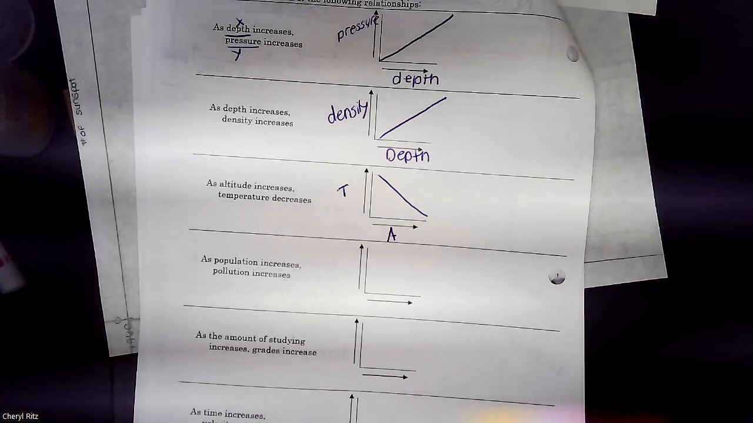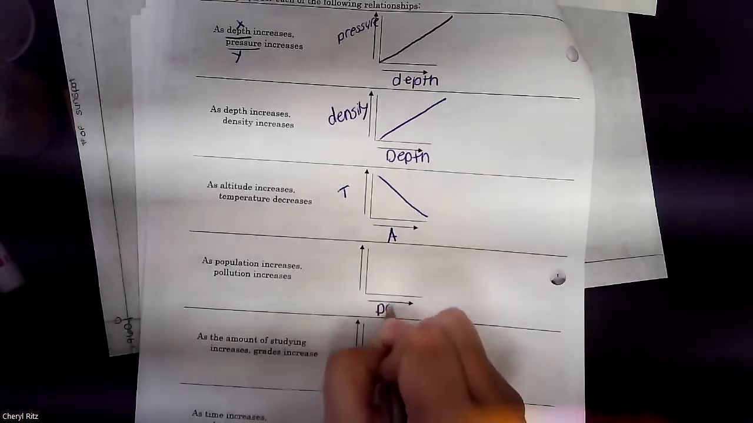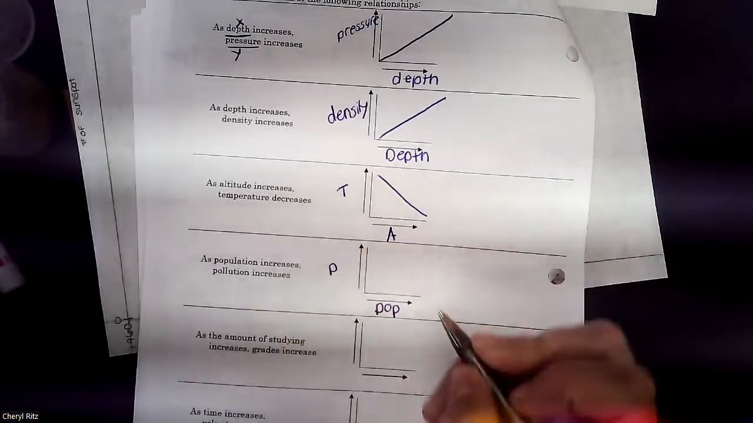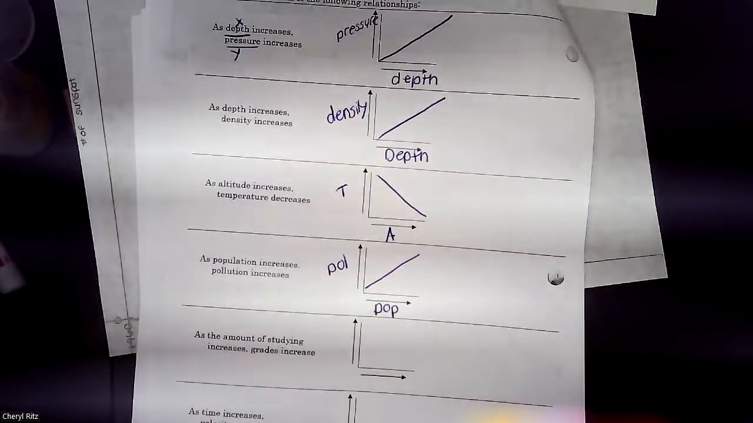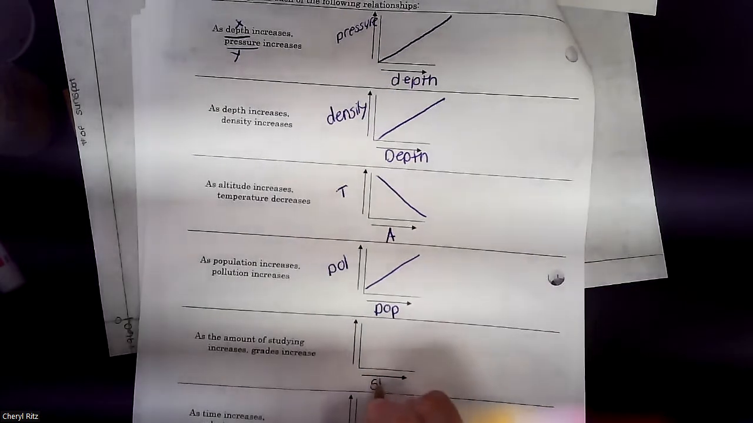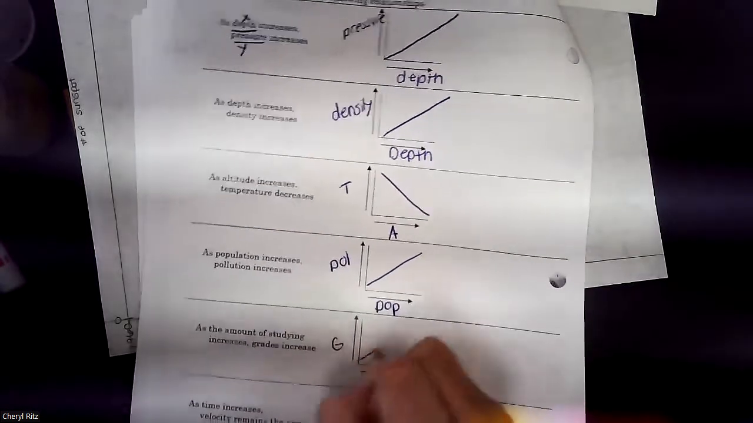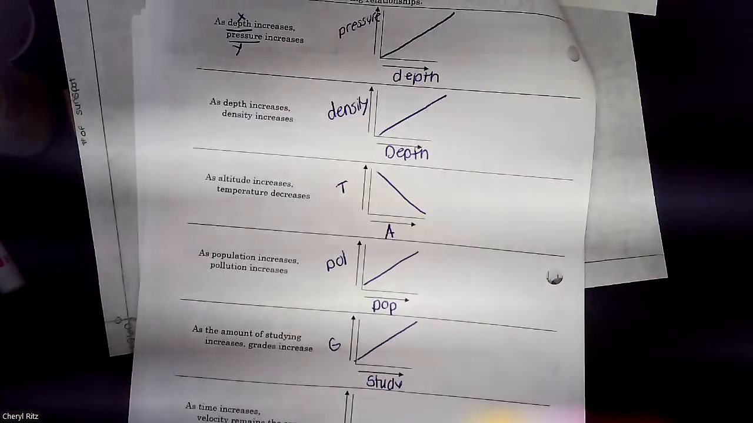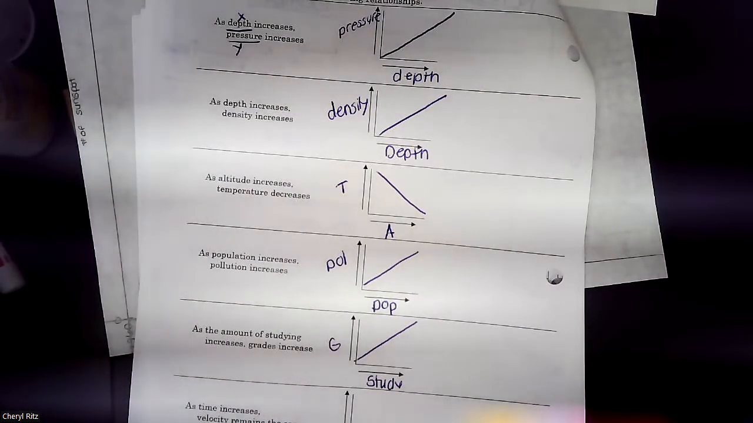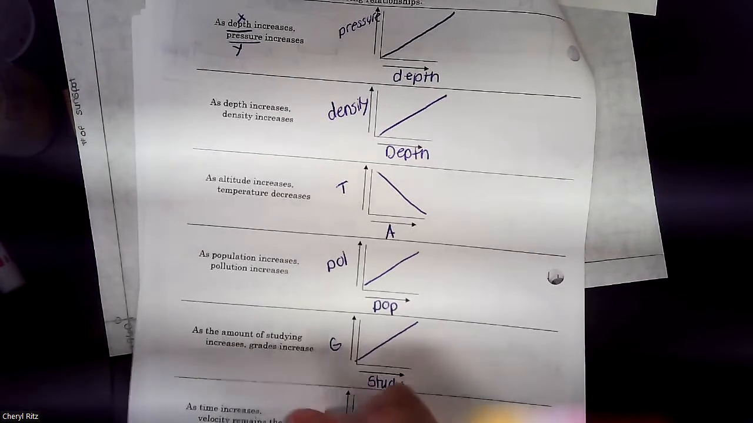Jeff, how about you for population and pollution? What goes on the X? Pop. And then that leaves POL. And it goes up. Sarah. Studying on the X, grades on Y, up. And Catherine, I know I watched you do this one. I know you have this one right. What goes on the X? Time, velocity, and the line.